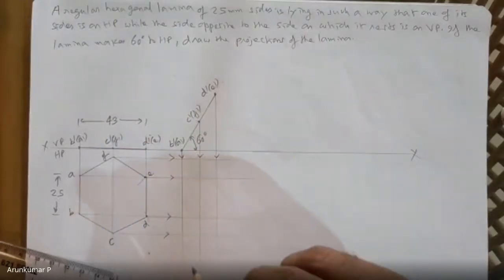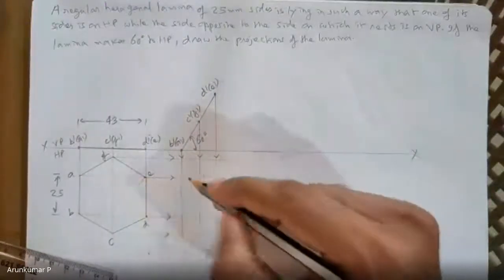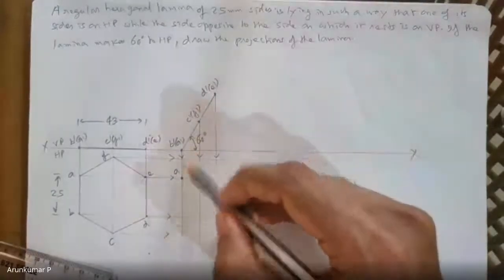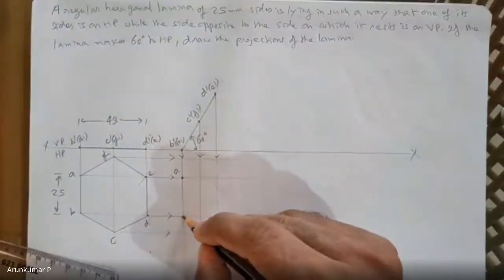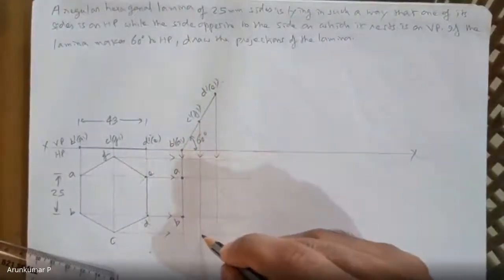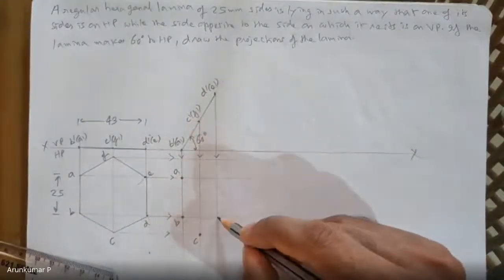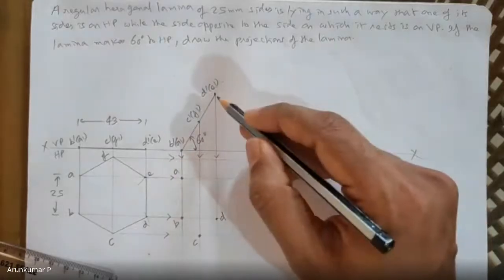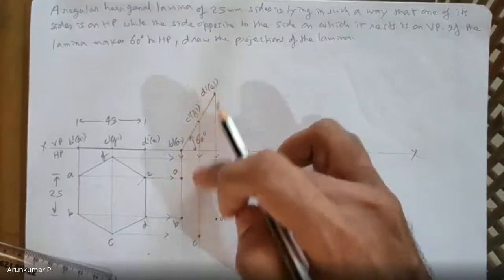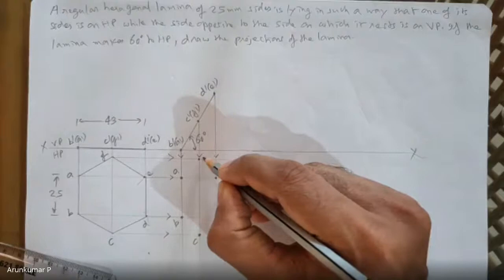Locate the intersection points. A dash and A intersect here. This is A. B dash and B. This is B. C dash and C. This is C. D dash D. This is D. E dash and E. This is E. F dash and F. This is F.